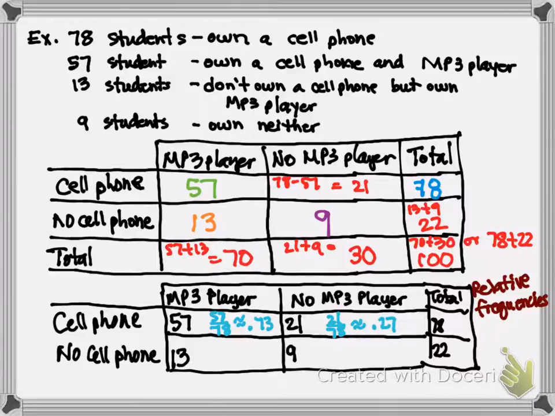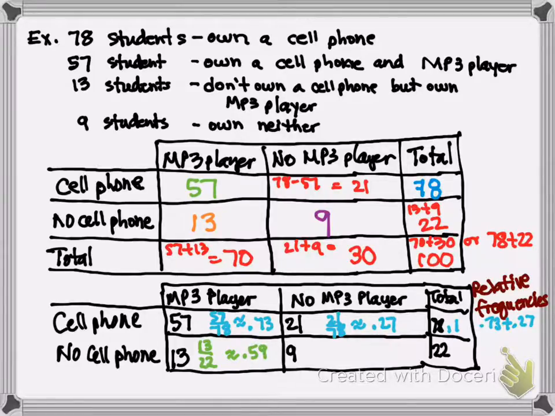Okay. Now, what's 0.73 plus 0.27? Yeah, it gives me 1. Okay, let's do the next group. So relative frequency of people that don't have a cell phone but have an MP3 player compared to those total with no cell phone. So that's going to be 13 over 22. So that works out to be about 0.59.